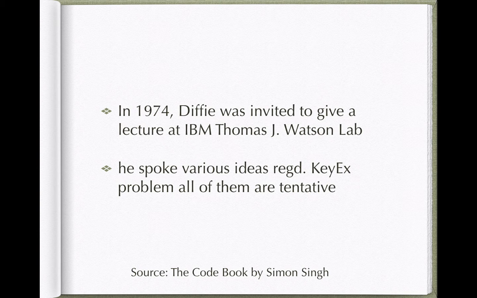So in 1974, IBM Thomas J. Watson Lab, I think the lab is in New York, invited Diffie, because Diffie has a lot of ideas about key exchange. They wanted to hear what his ideas are. So they invited him to give a lecture at IBM TJ Watson Lab, and Diffie gave the lecture, and most of the audience thought, hey, what is this guy telling? He just says it may be possible, it can be doable. He is not telling anything in a concrete way. He just keeps on giving a lot of theory that it might be possible, that might be possible.